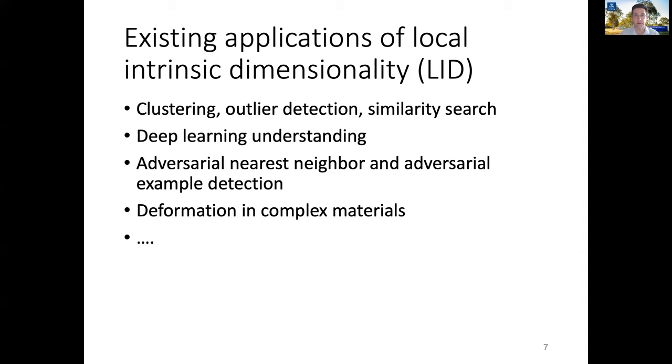LID is increasingly being explored and used in lots of interesting ways. The SISAP community is looking at LID in classic areas like clustering, outlier detection, similarity search. LID has also been used for understanding deep learning, neural network models, what's happening in the representations that they learn. It's being used to explain and characterize perturbations, in particular adversarial perturbations in data sets. And it's also being applied in other areas such as complex materials and characterizing the failure in granular systems.